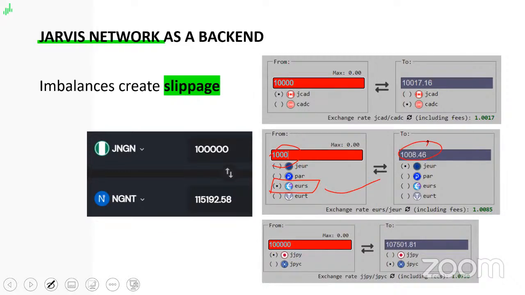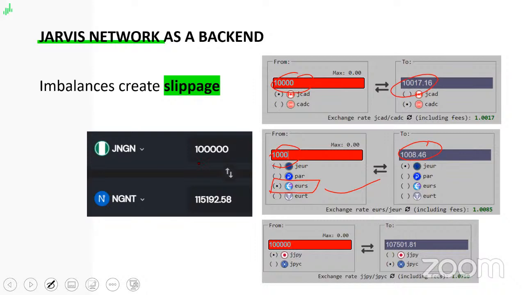This is pretty cool because if you are a client of Stasis and you acquire 1,000 euros, you can make 8 euros by buying J euro. And as you know, you can swap J euro back to euros using Mon Pelerin. So here you make 8 euros. It's not that impressive, but you just make money. Same thing for JCAD and CAD-C. Look, 10,000 JCAD gives you 10,017 CAD-C.